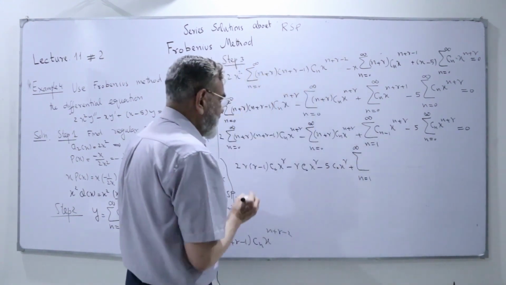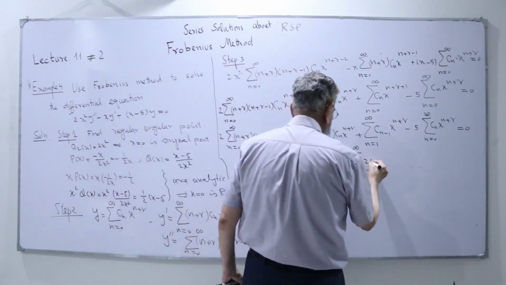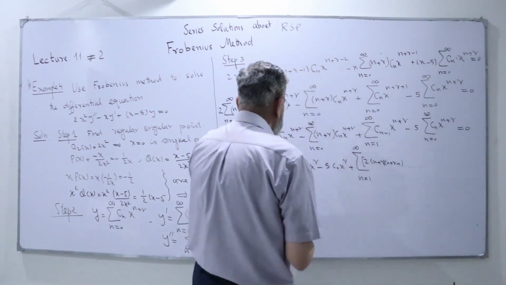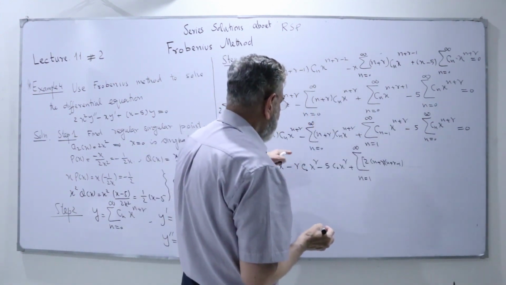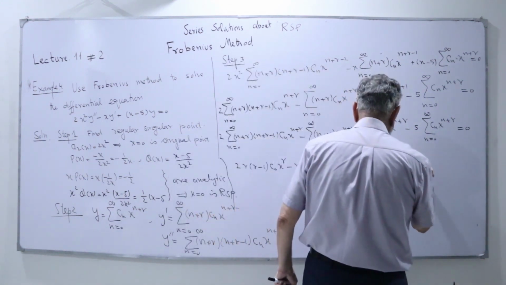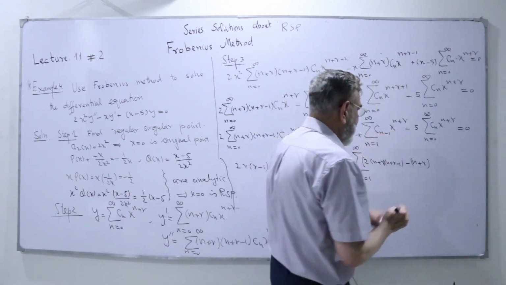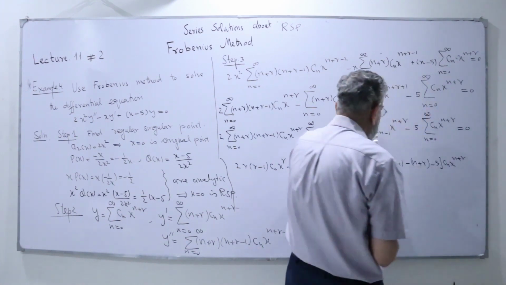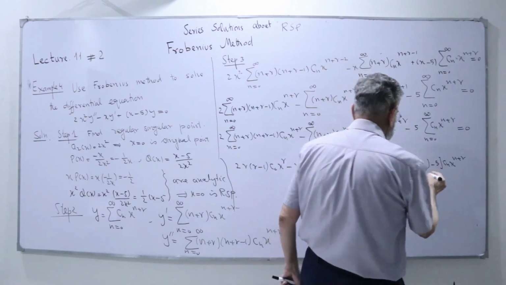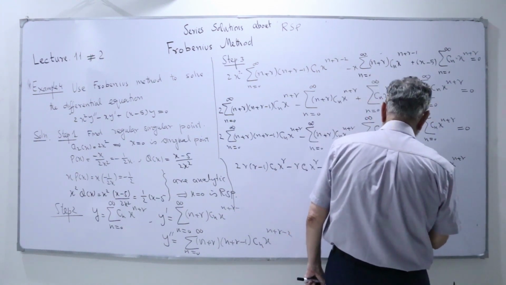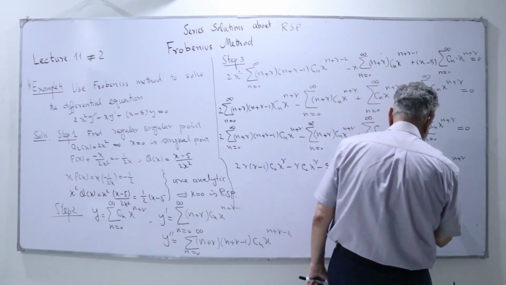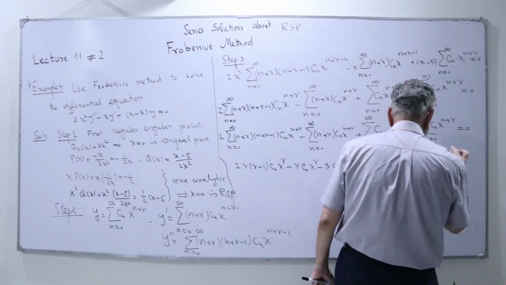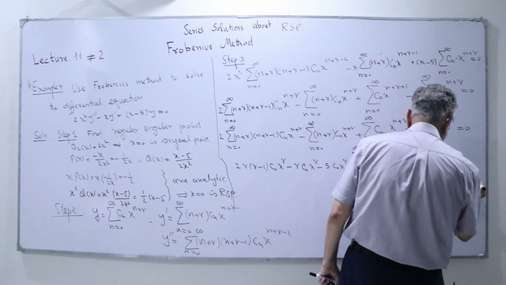My first term will be this one. I take (n plus r) common, and we get 2 into (n plus r) into (n plus r minus 1) Cn, and I take Cn common, and then I have this coefficient, minus (n plus r) Cn, and then minus 5 Cn. So I have Cn x to the power n plus r. Then one term is left, we write it again: plus sigma, C(n-1), and I can take this common, and we write this equal to x to the power n plus r, and that is equal to 0.